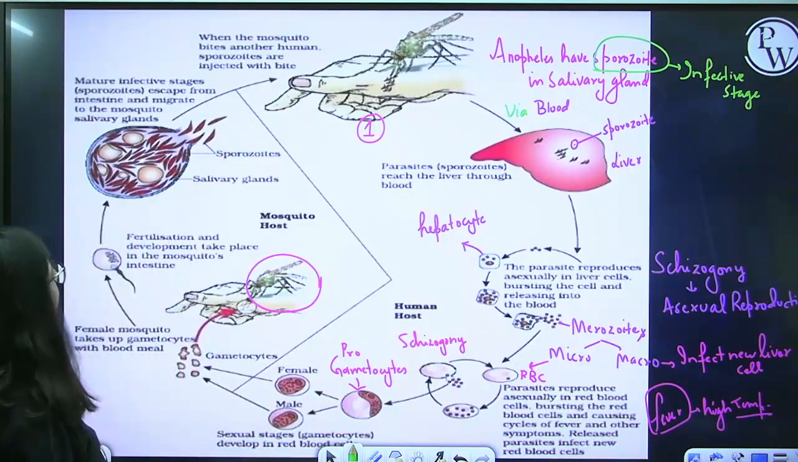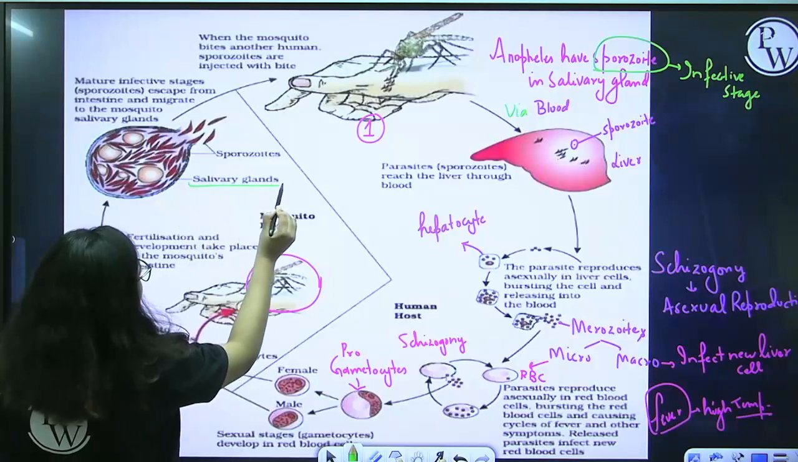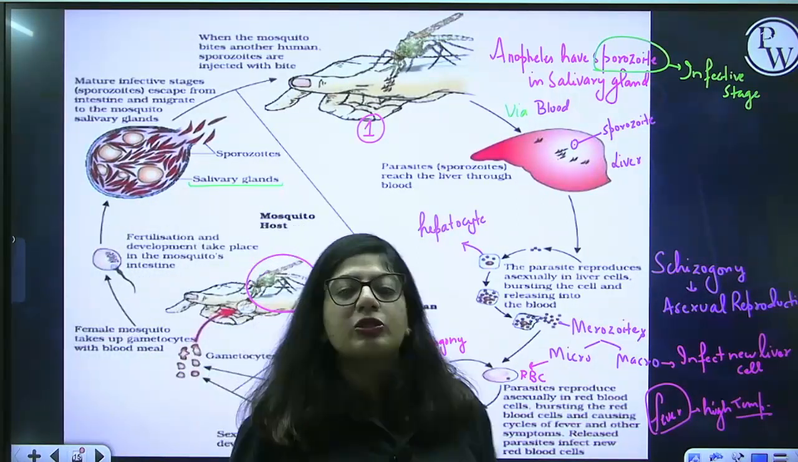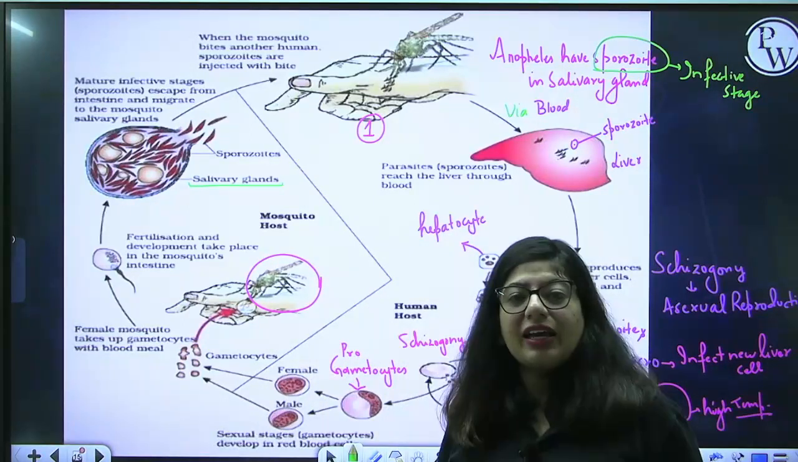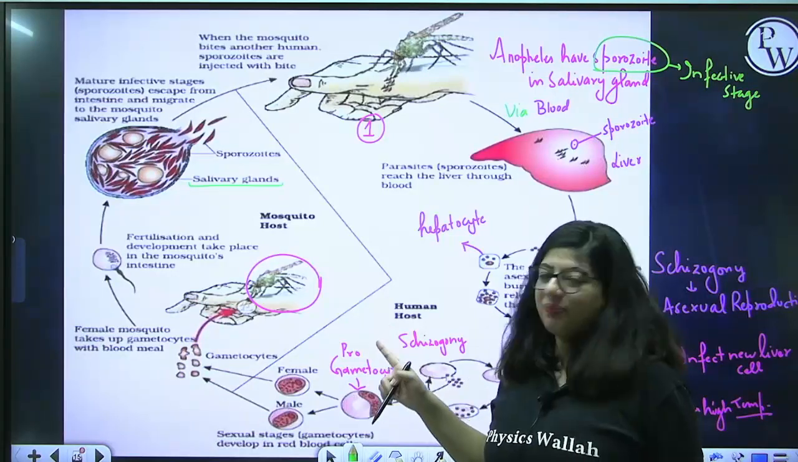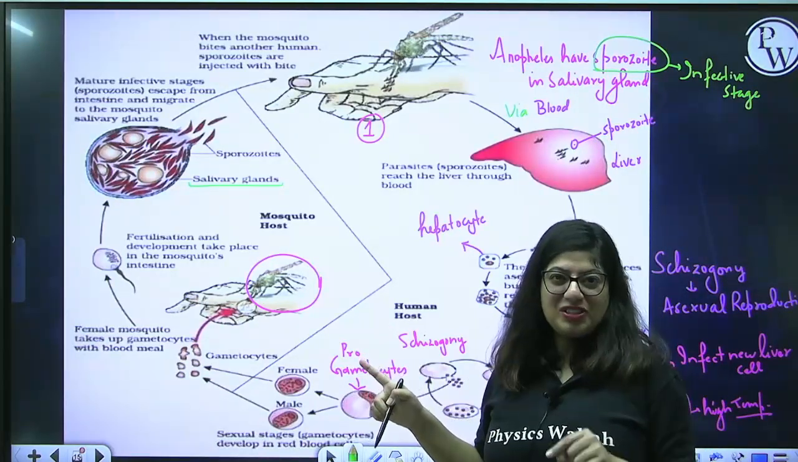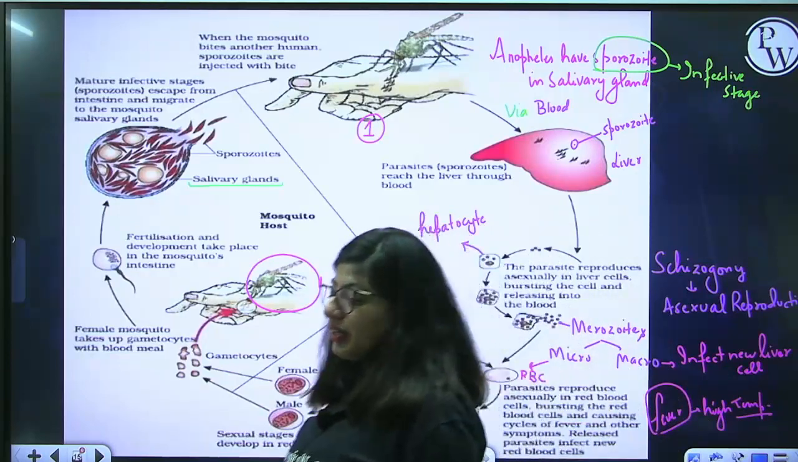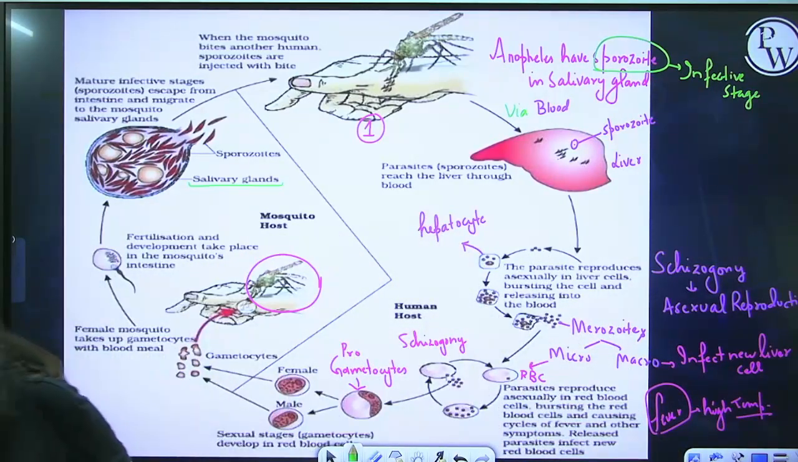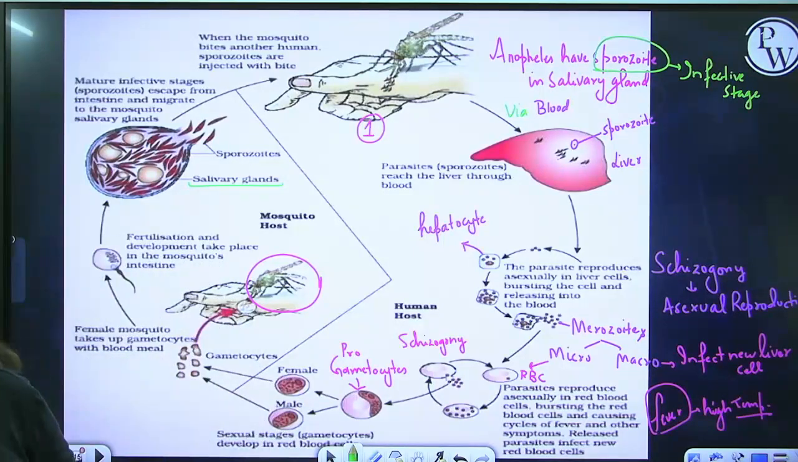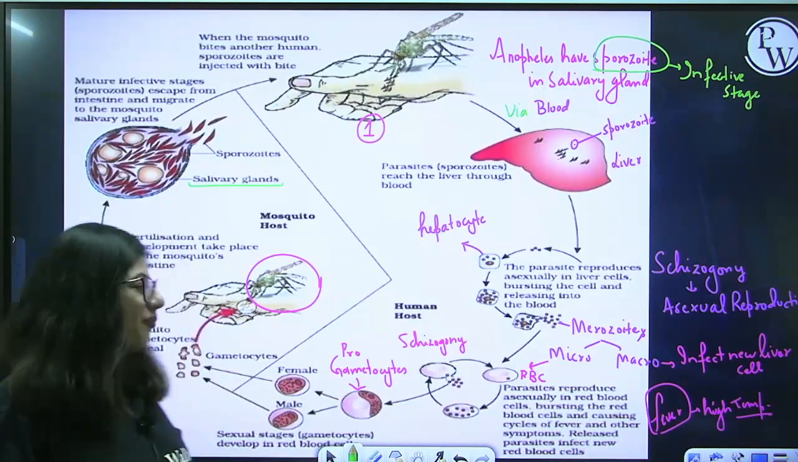Okay. So now here the question that can be asked, what is the infective stage for human being? Sporozoite, right? Second, where does the sexual phase of Plasmodium occur? In the mosquito. Asexual phase in the human being. Where does the fertilization take place? Inside the gut. Gut of what? Mosquito. Alright.